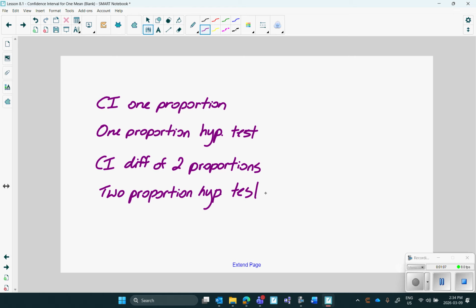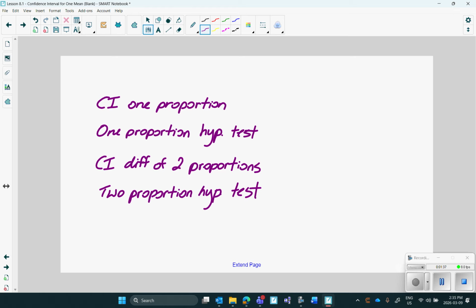These are the 4 main questions we did in Unit 7. We found a confidence interval for one proportion. We did a one proportion hypothesis test. We did a confidence interval for a difference of 2 proportions. And we did a difference of 2 proportions hypothesis test. Okay? This was 7.7, this was 7.8.